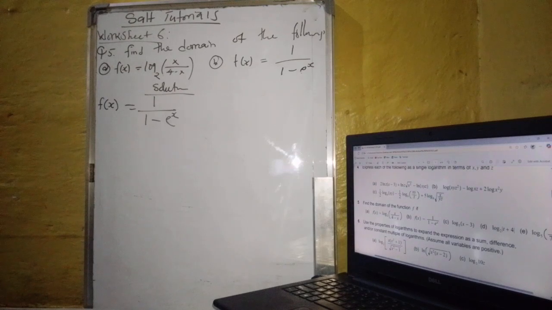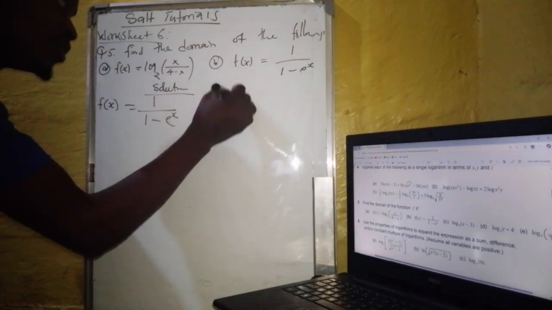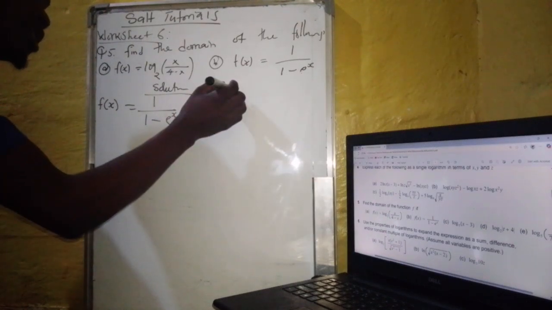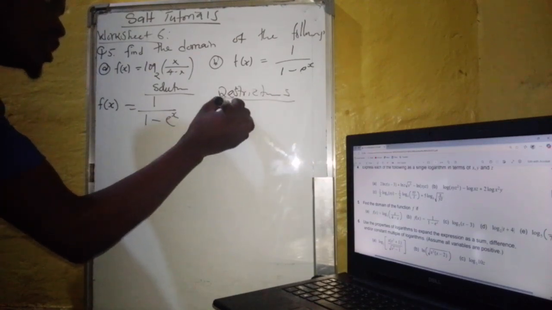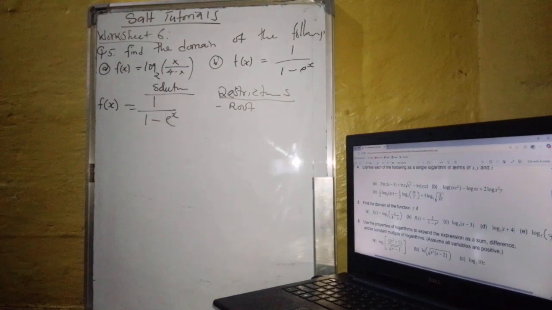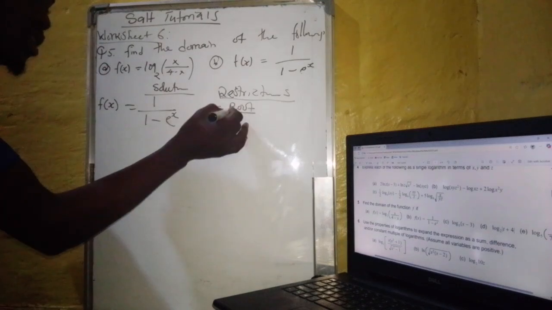It has a denominator. Remember from the notes we sent you, we simply mentioned that when you're finding the domain of a function, you look at the restrictions. The restrictions will always happen where? Number 1, in the denominator. Number 2, in the root. So if you have a square root, that's where the restriction on your domain is going to come from. Anything under the root should not be negative.